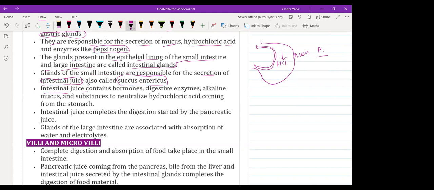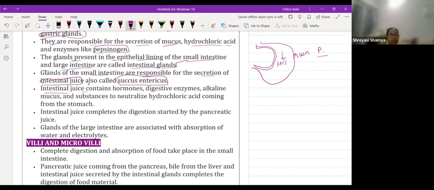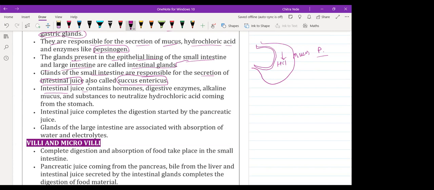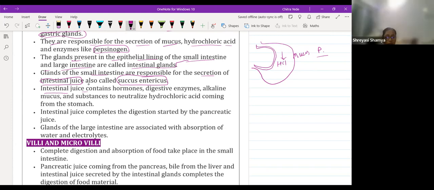Okay, sir. Okay. Where were we? Intestinal juice contains. Yes.